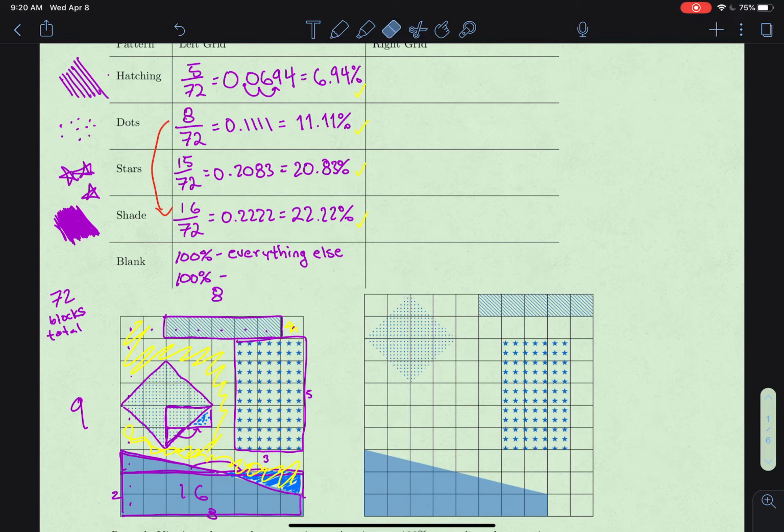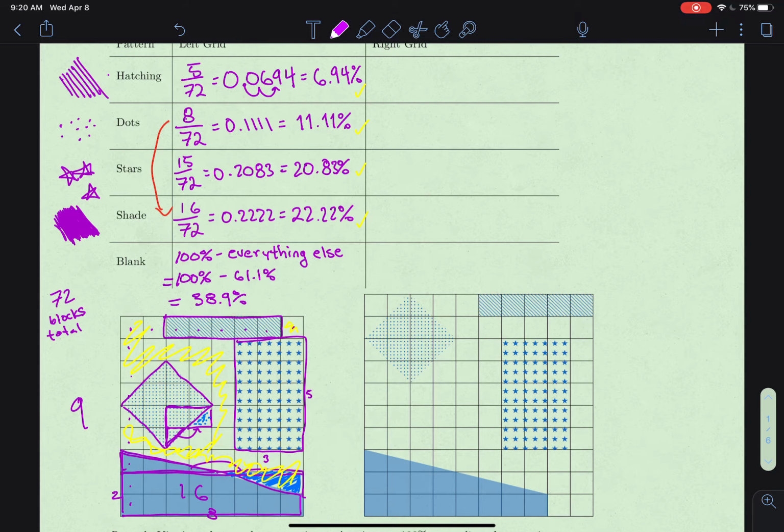minus, let's get rid of the little 8's in the way, minus, and here's where you're like, if you write 0.611, it's going to be confusing because we have a percent and a proportion, and that is just not very fun to look at. So let's convert our proportion into a percent. So that's 61.1%. And that is 38.9. So 38.9% of the grid on the left is covered by blank space.